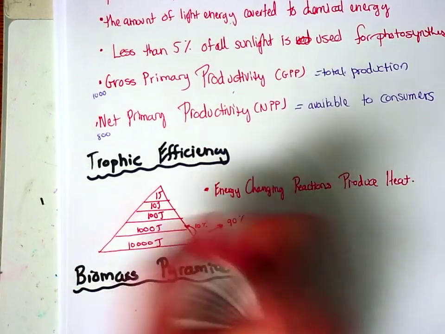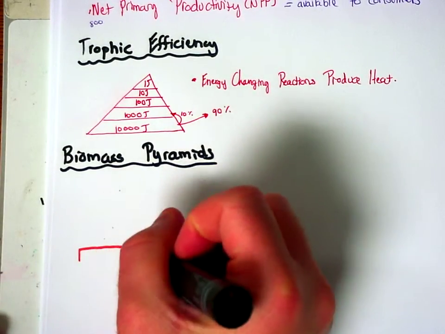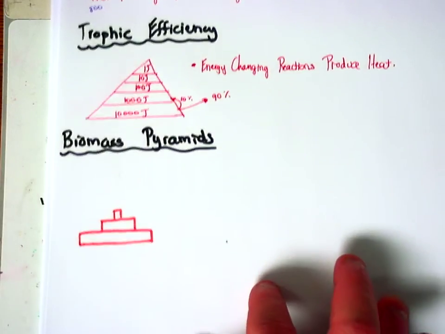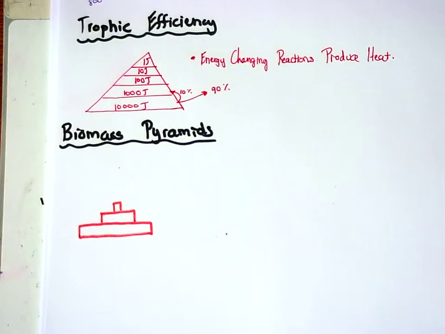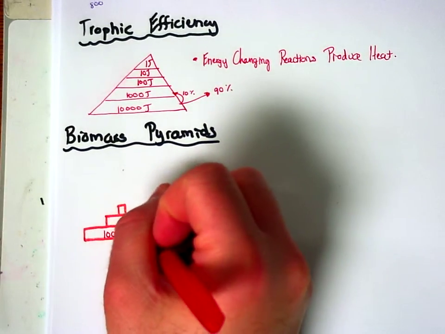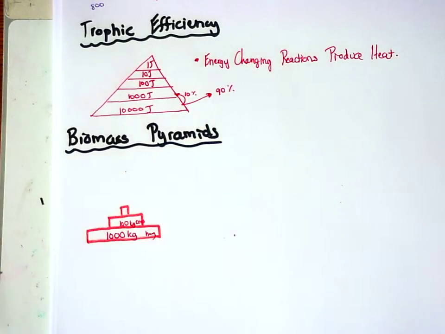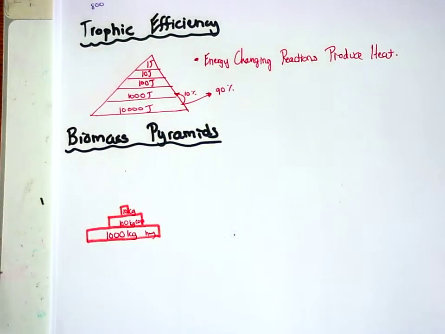So let's talk about biomass pyramids real quick. You've seen biomass pyramids before, I suspect. Typically, they're drawn something like this. When you're talking about biomass, you're talking about literally poundage or kilograms. So if my dad had 1,000 kilograms of hay, he at best would have about 100 kilograms of cow. That's what his hay would support, which would support about 10 kilograms of me.